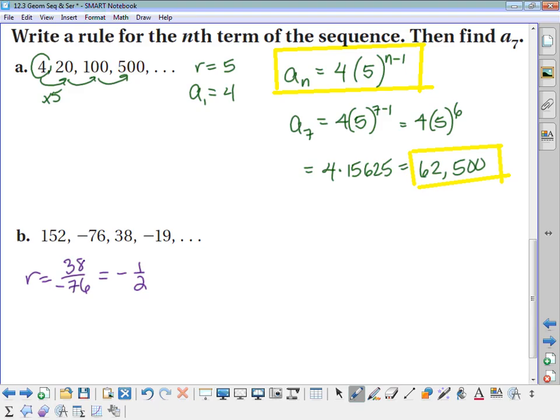So now I'll let you guys write the rule and figure out what a sub 7 would be. It's going to be a fraction, but don't let that freak you out.